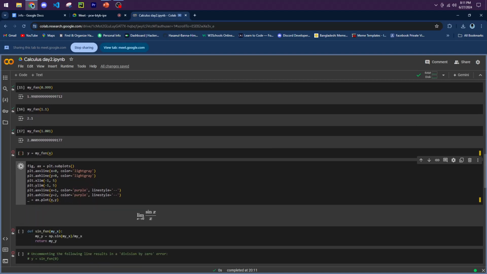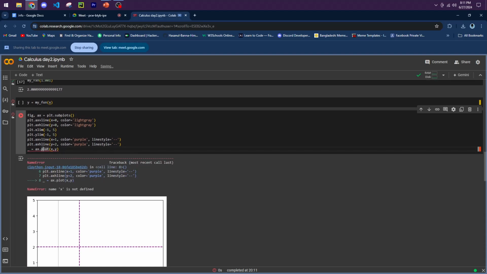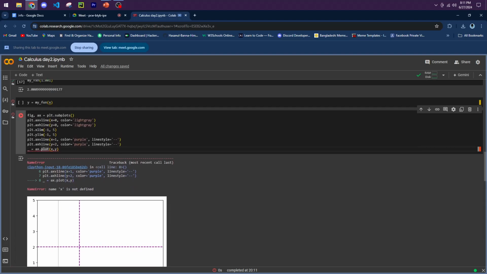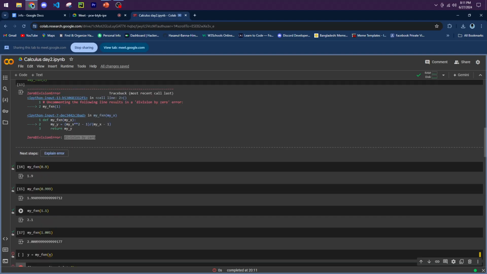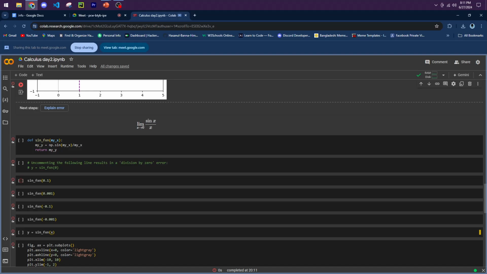When we are plotting this, why is my plotting not working? The x is not defined. I will upload the code later, updating the problems.